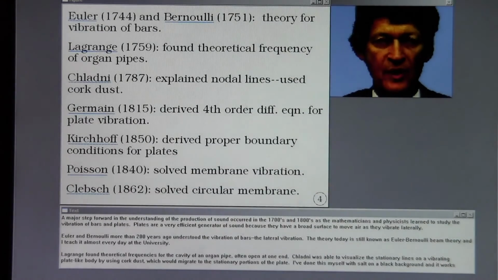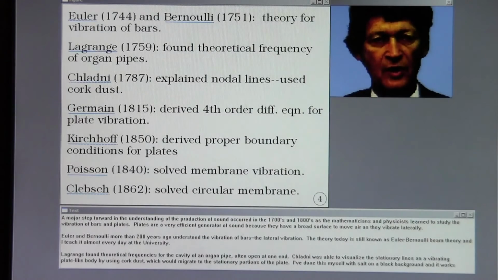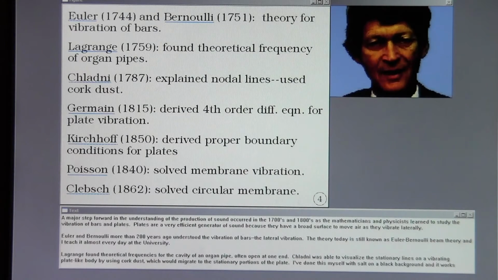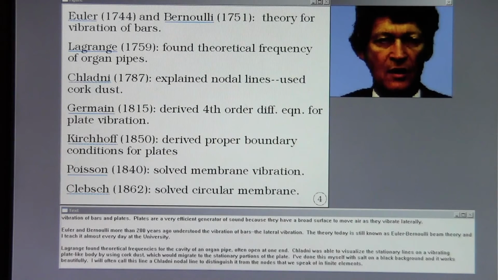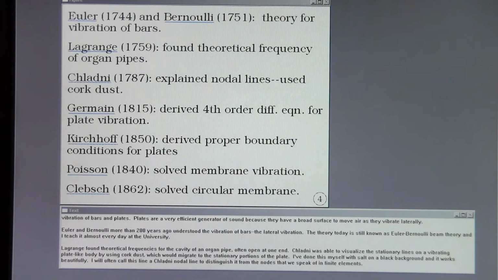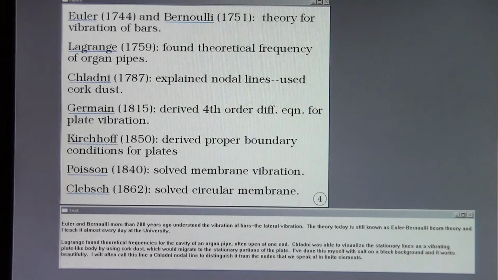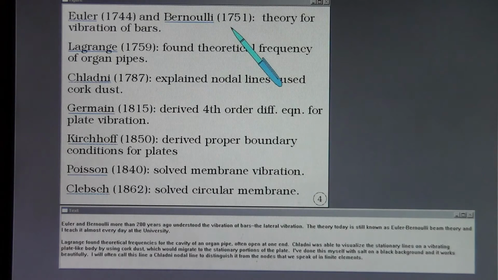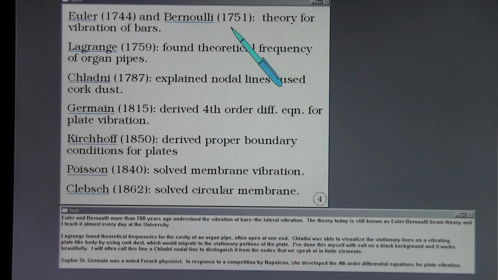A major step forward in the understanding of the production of sound occurred in the 1700s and 1800s as the mathematicians and physicists learned to study the vibration of bars and plates. Plates are a very efficient generator of sound because they have a broad surface to move air as they vibrate laterally. Euler and Bernoulli, more than 200 years ago, understood the vibration of bars, the lateral vibration. The theory today is still known as Euler-Bernoulli beam theory, and I teach it almost every day at the university.